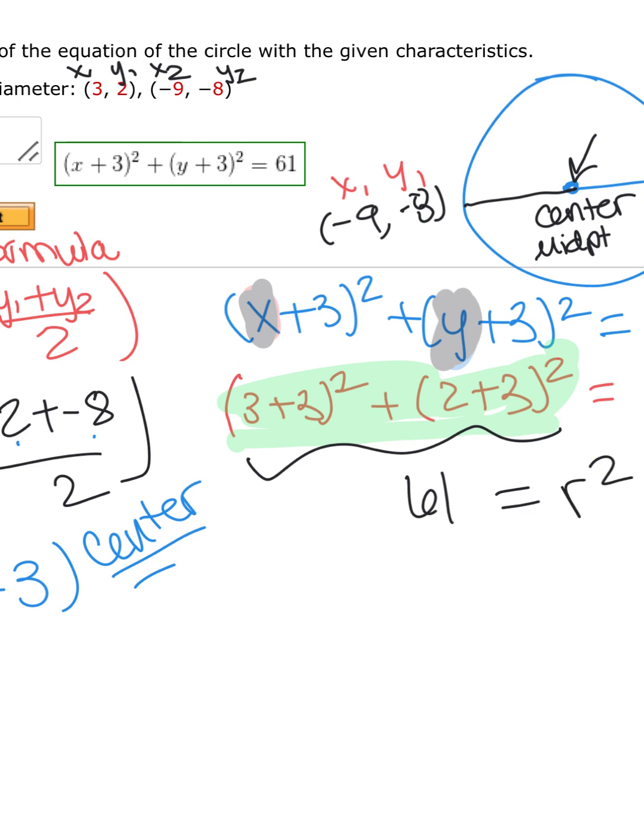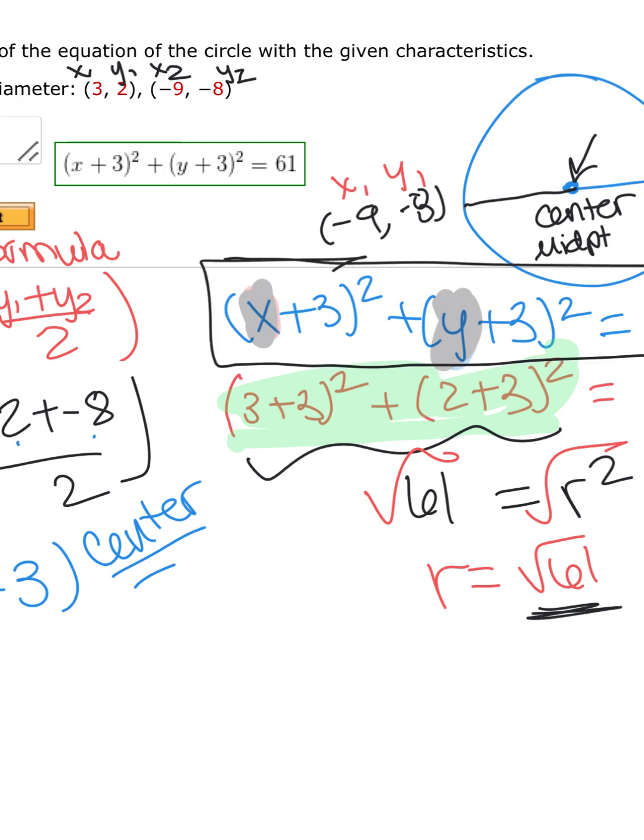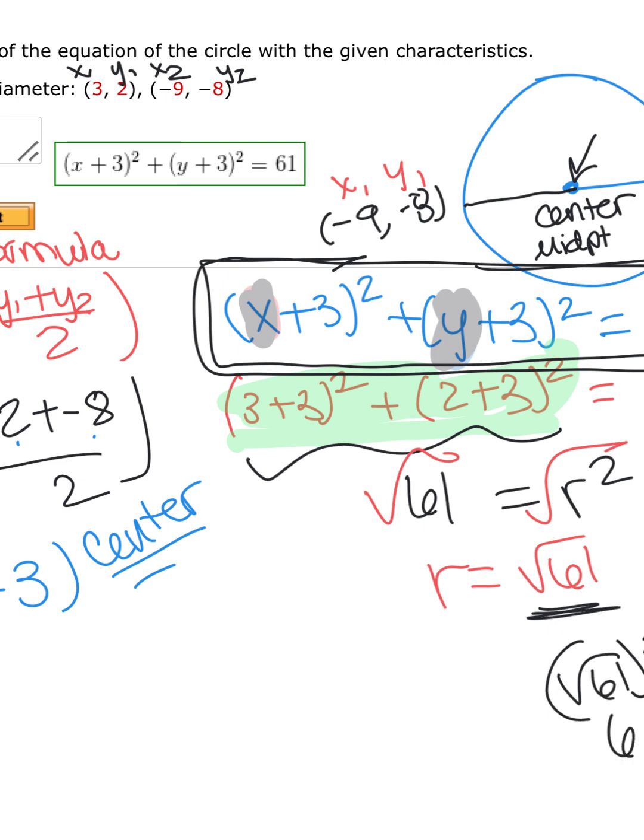And then I just simply take the square root of both sides, and I get that the radius is the square root of 61. But just remember, when I plug that into my standard form of the equation right here, when I plug in the square root of 61 and I square it, I do get 61. All right, so that's how we end up with this for our equation.